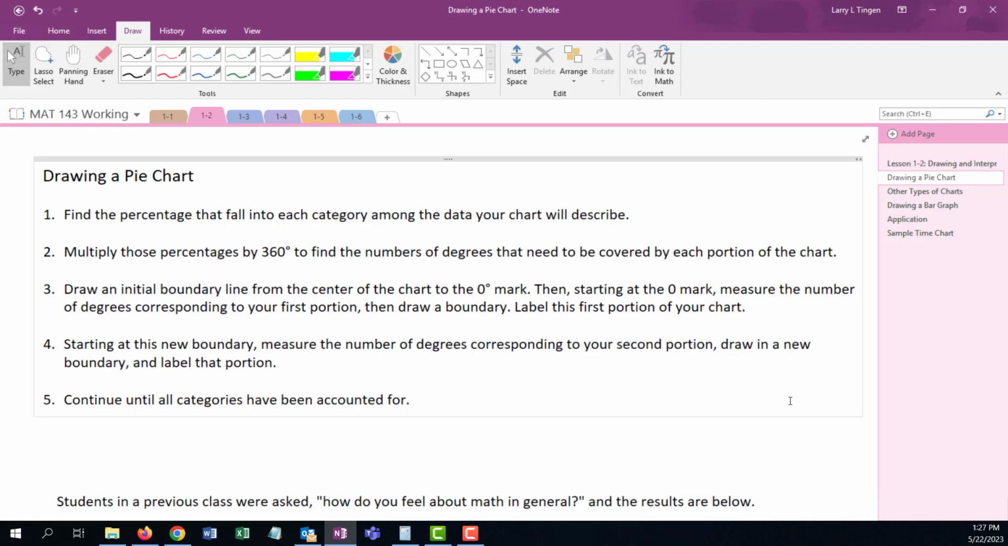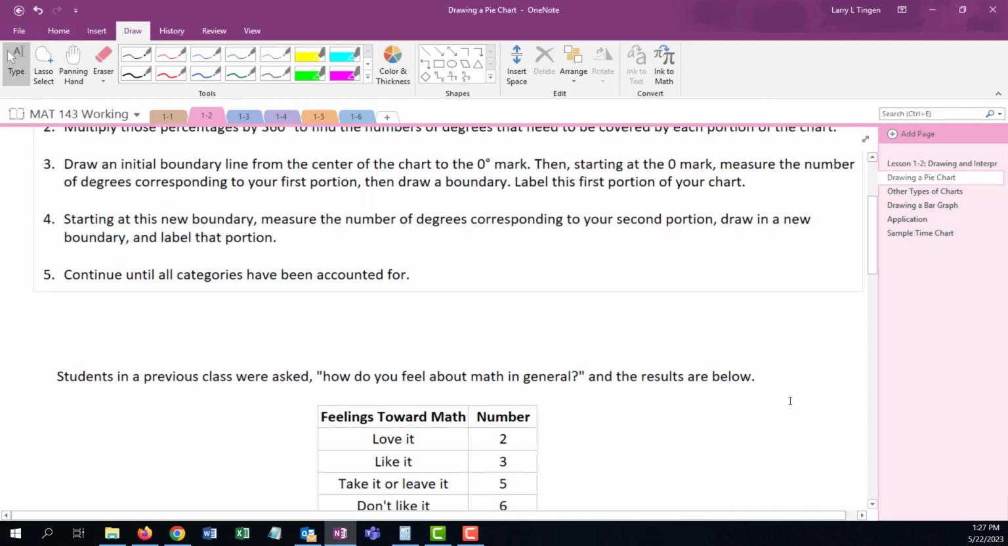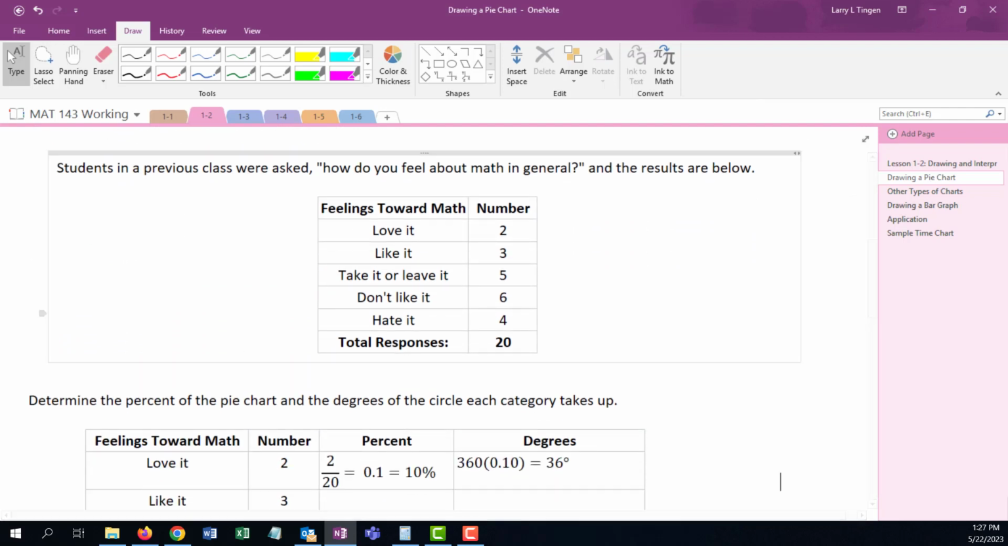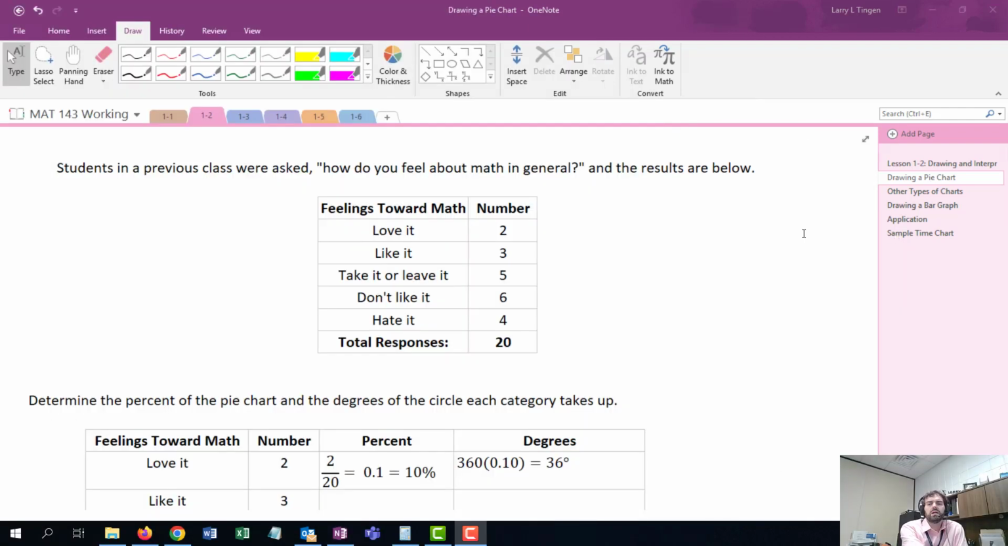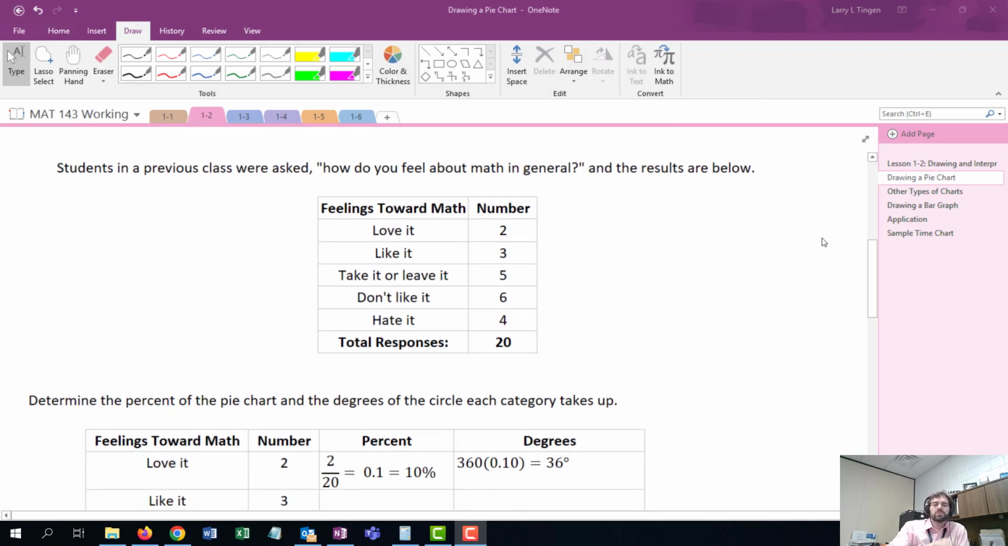So let's look at an example, because those directions just by themselves in theory don't really help out. So let's take a look. There we go. Those numbers, just like I said, don't make sense on their own. So let's just deal with this survey. I asked 20 students, how do you feel about math in general? And the survey came out like I thought. 2 people said they love it, 3 liked it, 5 said take it or leave it, I don't really care. 6 people don't like it, and 4 people hated it. So those are my 5 categories.